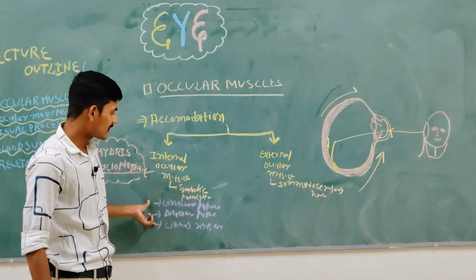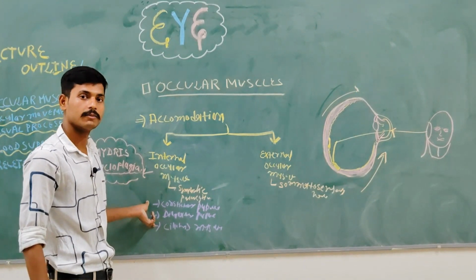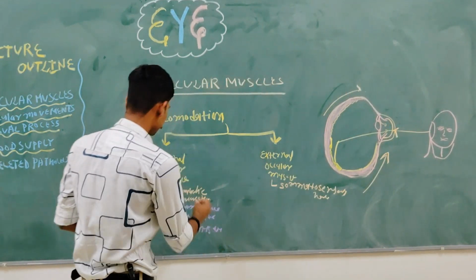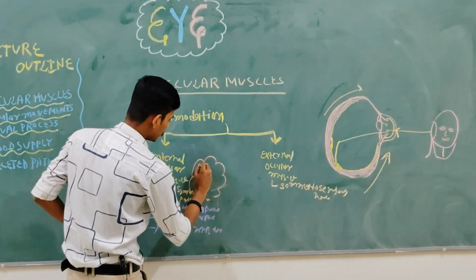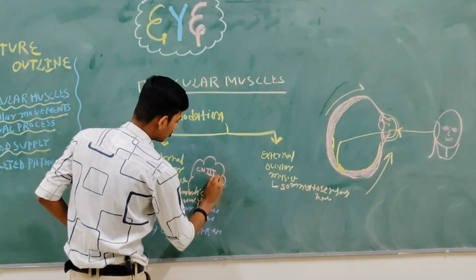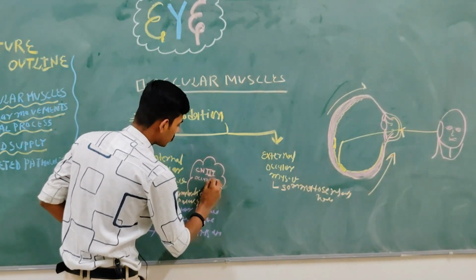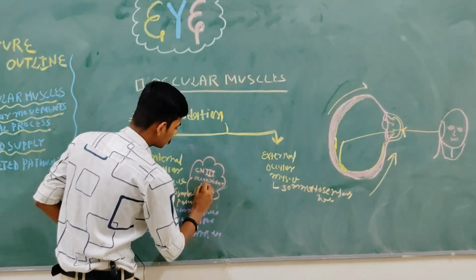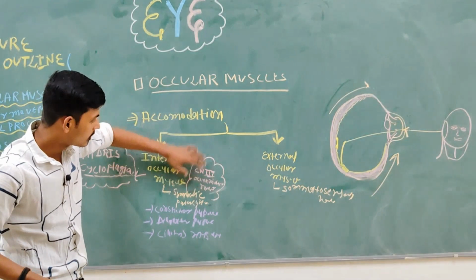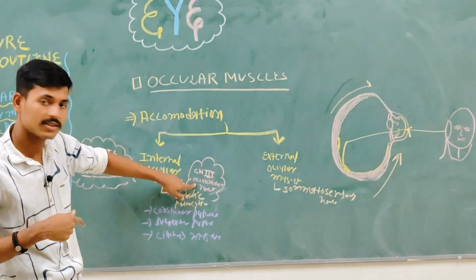As I told, they are supplied by the parasympathetic as well as the sympathetic nerve of which nerve? Very good. It's the third cranial nerve. Write down, third cranial nerve, cranial number three, that is your oculomotor nerve.